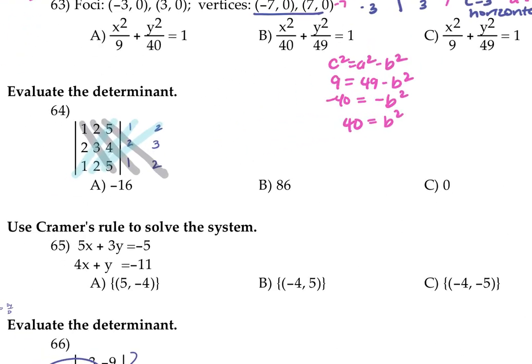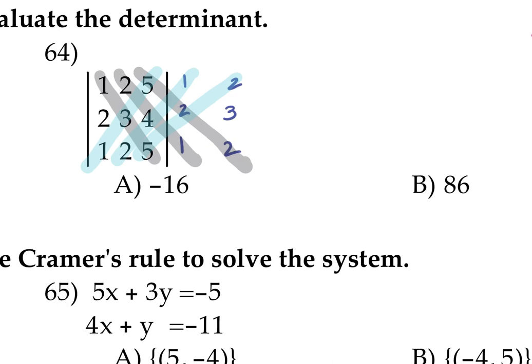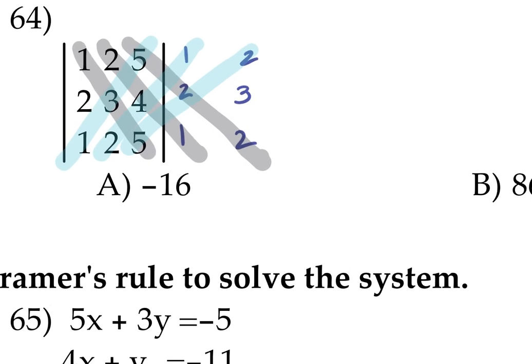For 64, we talked about how to set it up before, but we'll work it through now. So 1 times 3 times 5 is 15, 2 times 4 times 1 is 8, 5 times 2 times 2 is 20, and then we're going to add these up. So 27 plus 20, 47, and then go back the other way.